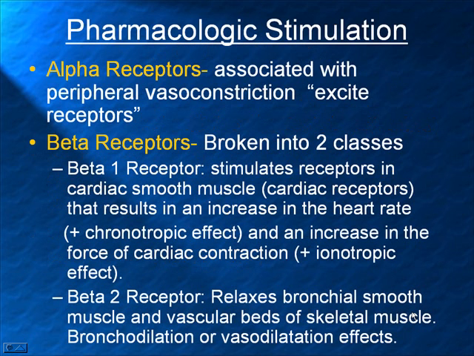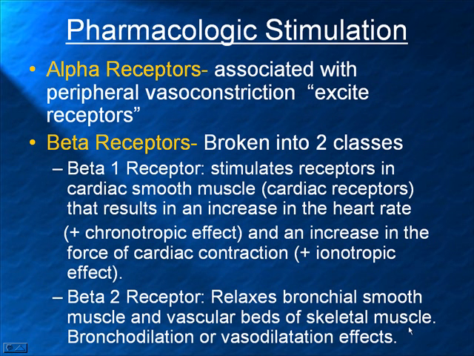Now, there are two basic types of receptors that it's very important for you to understand, and the beta receptors are actually broken into two subclasses. But let's look at the alpha receptors for a second, and you'll see that the alpha receptors are associated with peripheral vasoconstriction and excite receptors. So when medications stimulate alpha receptors, the response within the body is vasoconstriction. Obviously, that would not be a desired effect if we were looking to cause bronchodilation in the lung. We would want a drug that would have no alpha and have more of the beta effect.